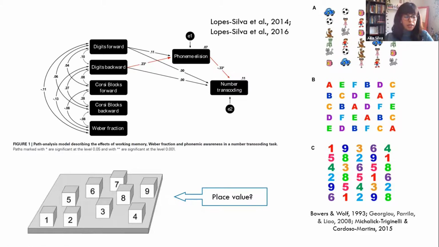Another surprising finding that Malu shows is the role of visual-spatial working memory in number transcoding.